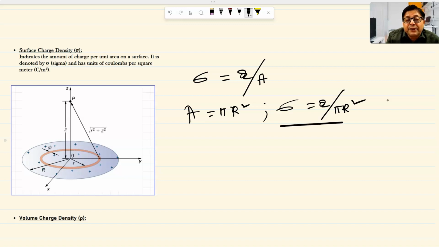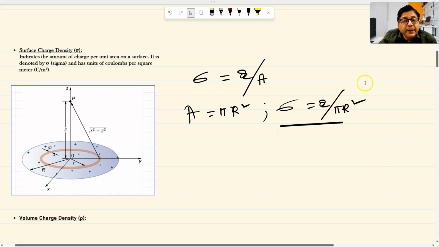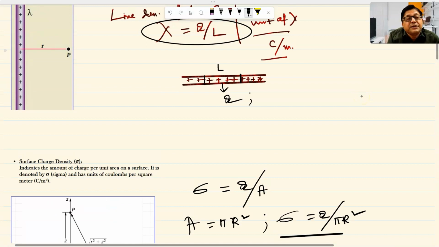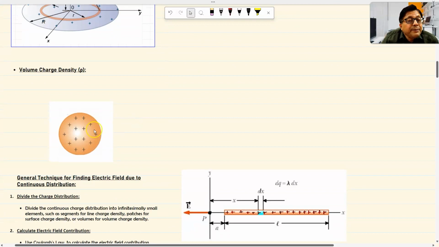If sigma is given, your problem is to find the strength of electric field at a point on the axis. In the previous case, we will find the strength of electric field not on the axis, but at a certain distance away from the charged rod. There may be volume density of charge also, over the whole volume of this non-conducting sphere.